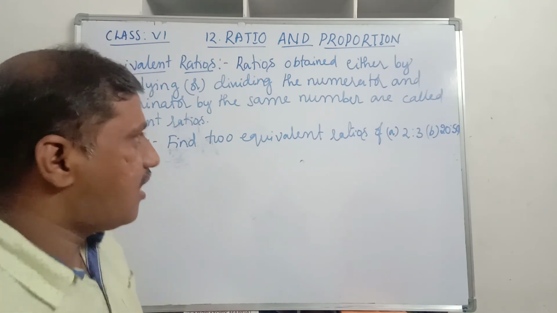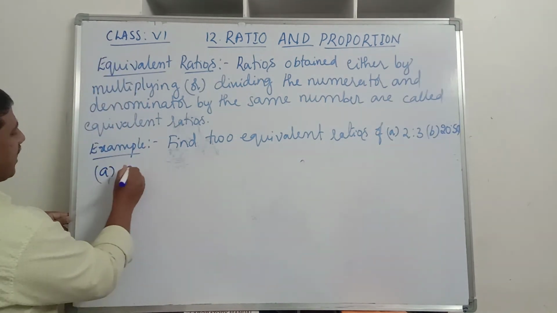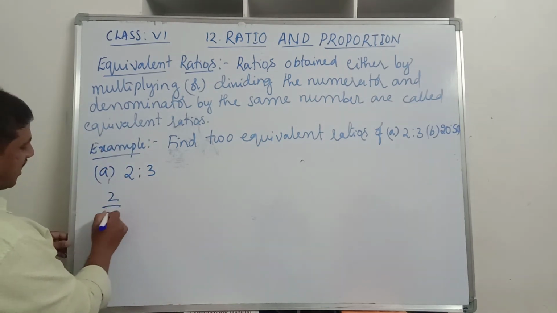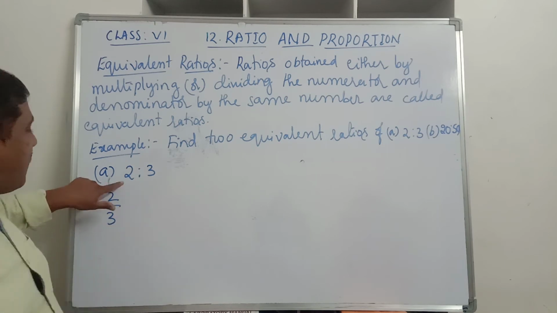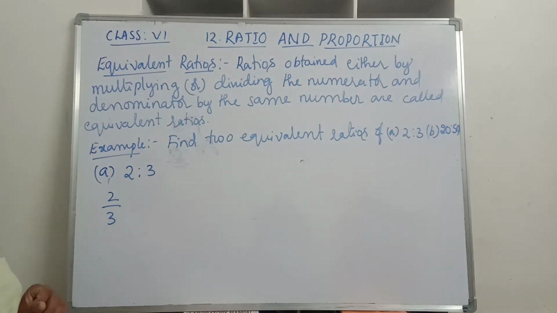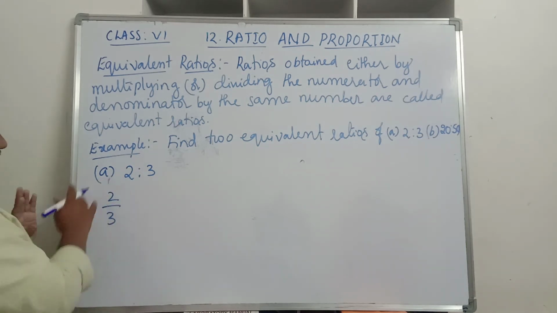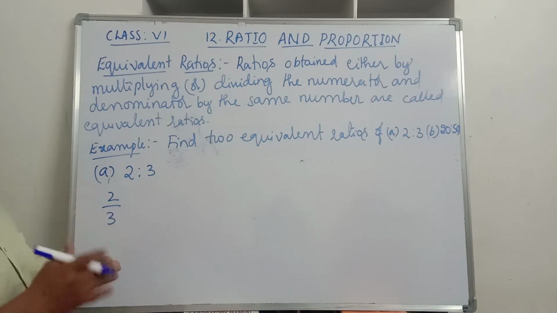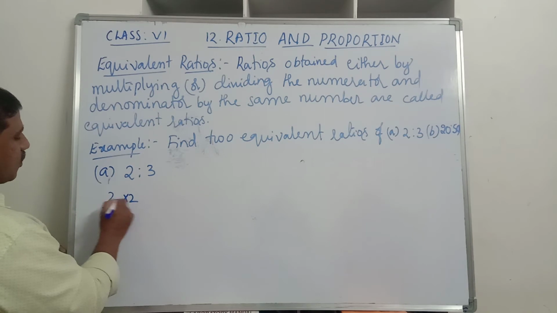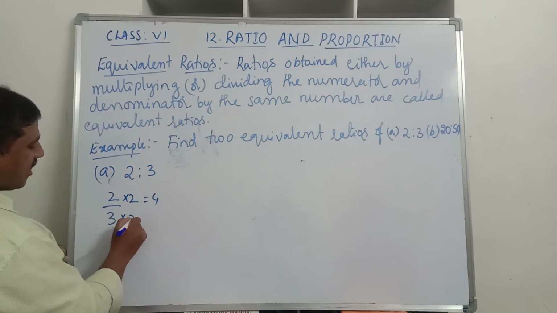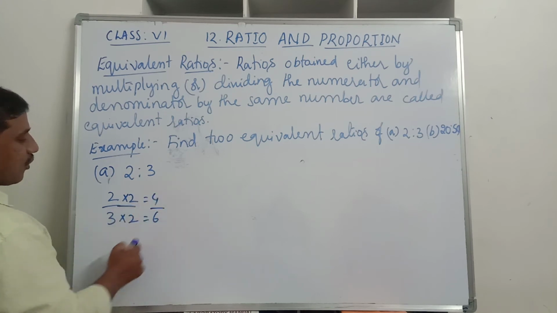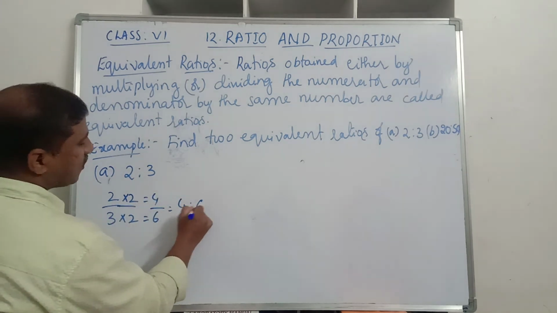See the first one, it is 2 is to 3. First step, write this ratio in the form of a fraction, that is 2 divided by 3. The first value, which is known as the antecedent, will become the numerator, and the consequent will become the denominator. Now you multiply this fraction with numbers like 2, 3, 4, 5, 6, any number you take. I am multiplying with 2. So 2 into 2 is 4, and the denominator is also multiplied by 2, 3 into 2 is 6. Therefore we get 4 by 6, which is 4 is to 6.